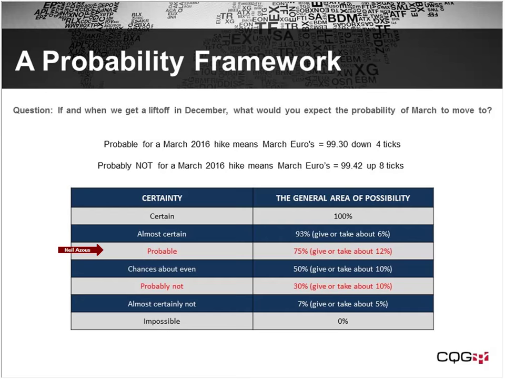And now to put that in pricing terms real quick, using the March 2016 Eurodollar future. If you're up on your CQG machine, the symbol for the March Eurodollar future is ED, Alpha Hotel 6. Based on where it's trading right now at 99.34, the probable case means that they trade to a price of 99.30, down four ticks, which is this one up here where I put my cursor. Quote, unquote, probably not means that they're going to trade up eight ticks to 99.42.